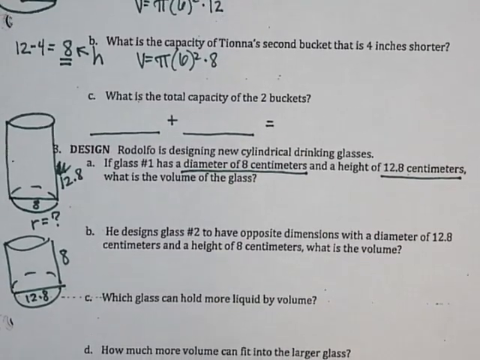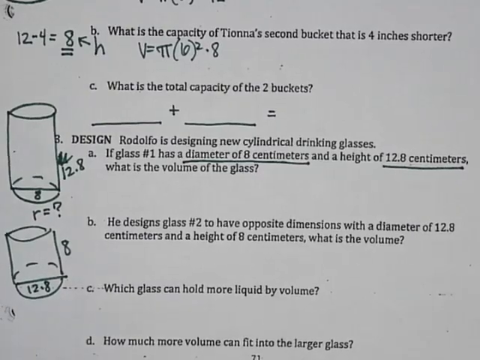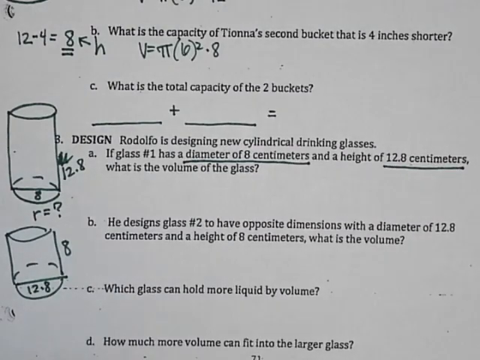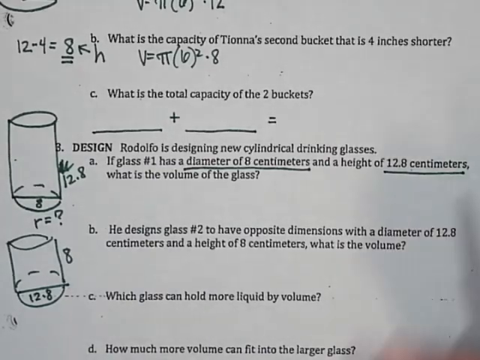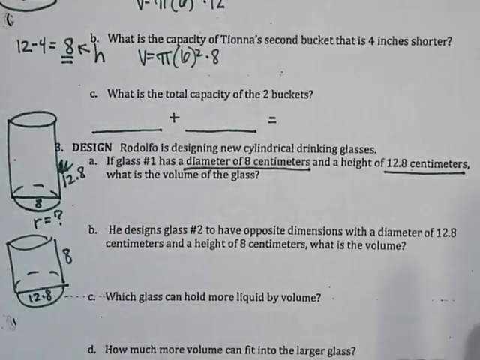And then in part D, where it says how much more volume can fit into the larger glass, think about what operation you are going to use there. How much more volume? So if one glass can hold 10 and the other glass could hold 8, I'm not saying those are the answers because they're not, but what operation would you use to compare the volumes there? Would you add them together or would you maybe subtract them? What would you do? All right, so that's all I have for you today.